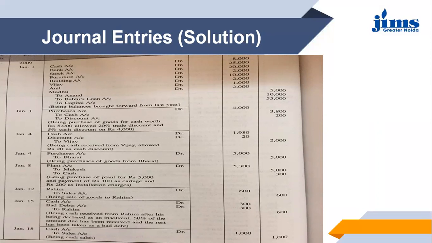Now you can see here in the 12th January entry, we have debited Rahim, and in the 15th January entry, we have credited Rahim. So debit with 600 and credit with 600. That simply means that Rahim account is now closed. Debited with 600, credited with 600, it has nullified the effect. So there will be no more existence of Rahim in the books of accounts for this particular business, as his account has been settled with equal and opposite debit and credit.